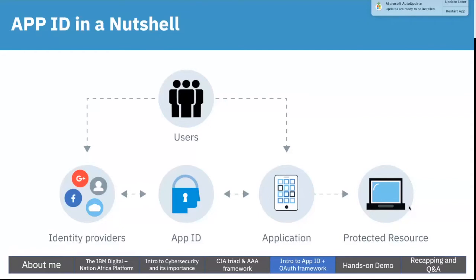So App ID is a service that connects different identity providers or identity sources. These are like Google, Facebook, to your applications. It connects them in a secure industry standard way. And the idea is to make sure that your users can safely authenticate and your application would know who the user is and what actions this user is permitted to take. Okay.